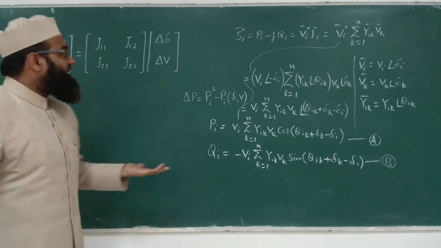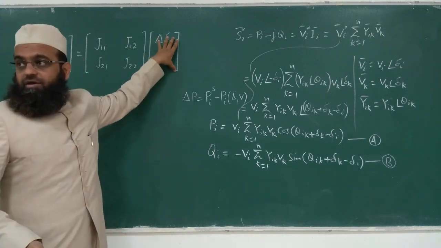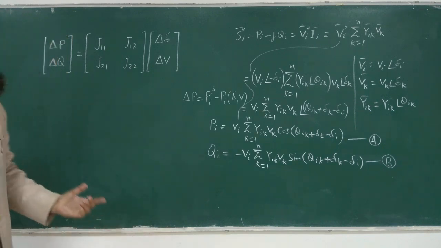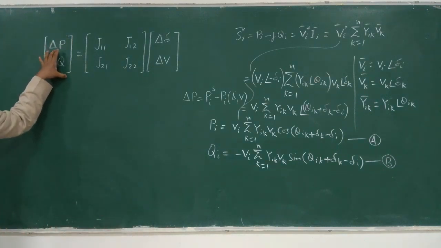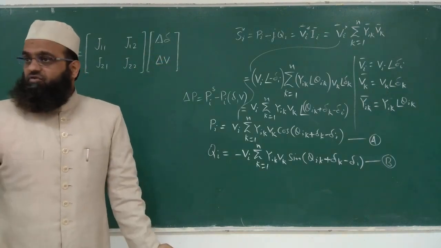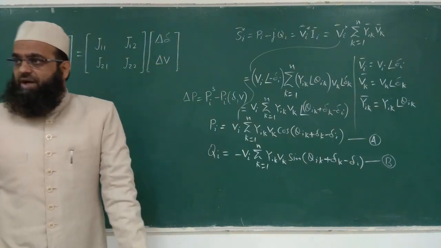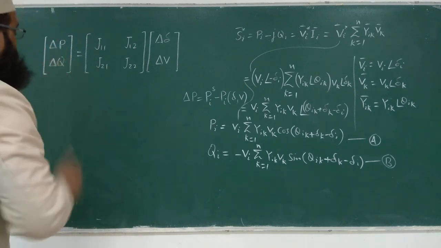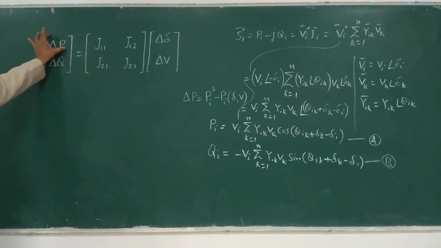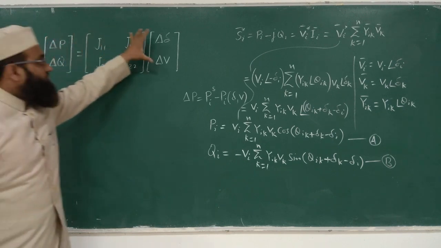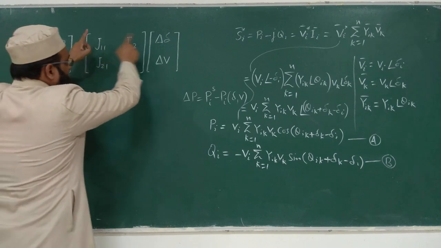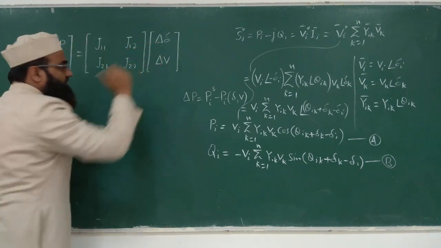So whatever initial set of variables you are assuming, at the same assumed value of variables you are evaluating this, then you are evaluating this, you are getting this, you are updating the variables and so on. You know the steps of Newton-Raphson method of load flow. Just focus here. This says that this delta P depends on these two variables, is not it? How? J11 del delta, J12 del V.